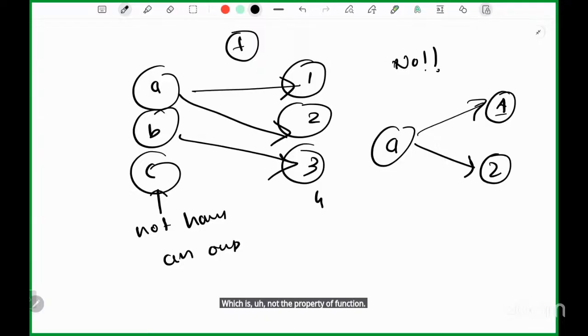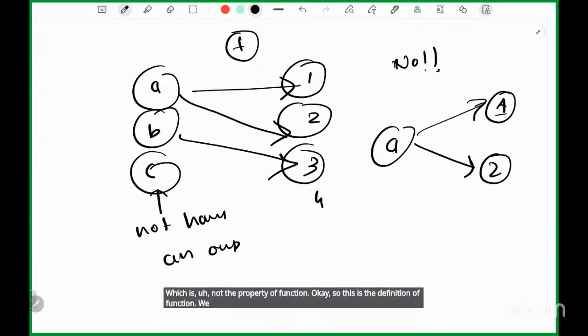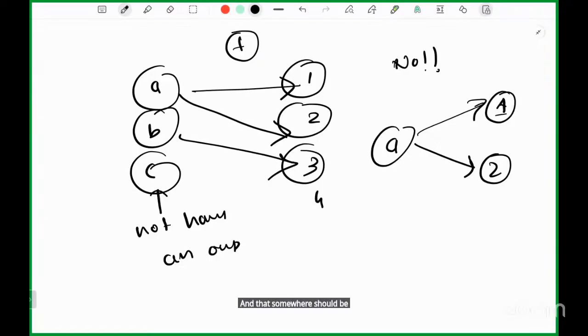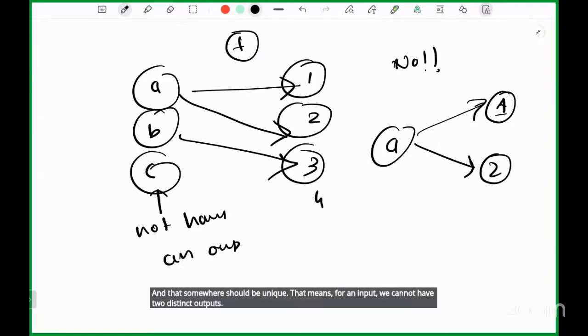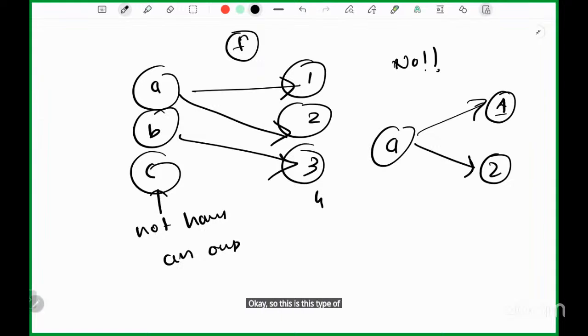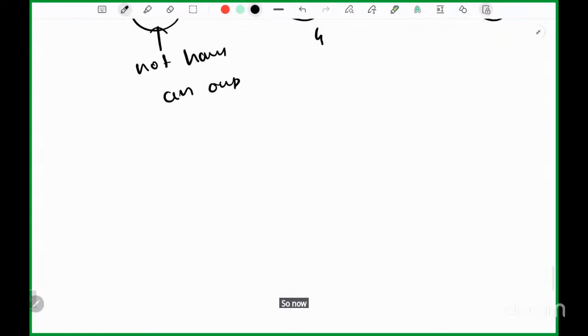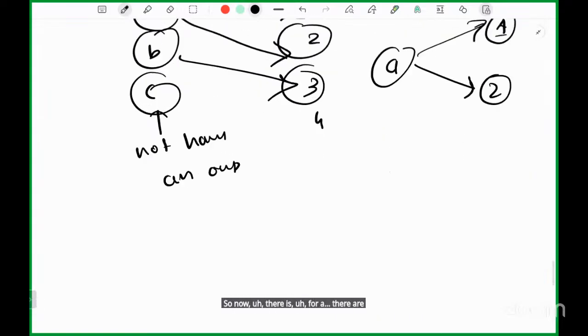So this is the definition of a function. We say such type of maps to be a function if one thing is every element of the domain should get mapped to somewhere, and that somewhere should be unique. That means for an input, we cannot have two distinct outputs. So this type of maps are known to be functions. Now there are several ways to express a function.